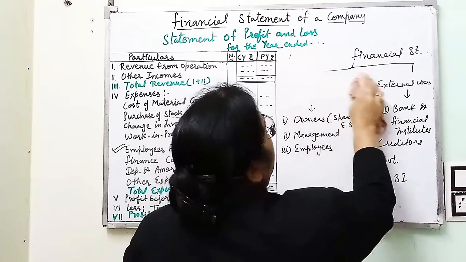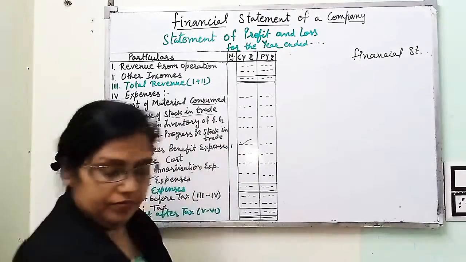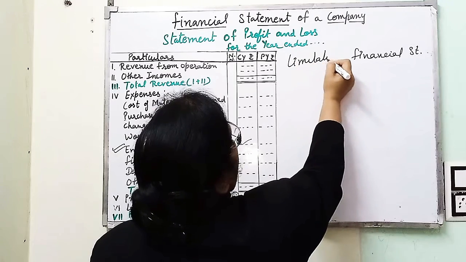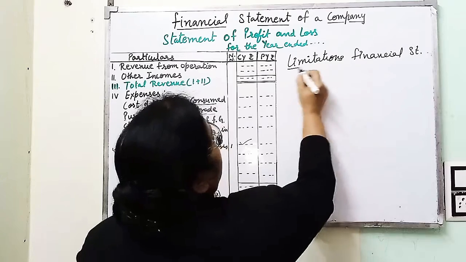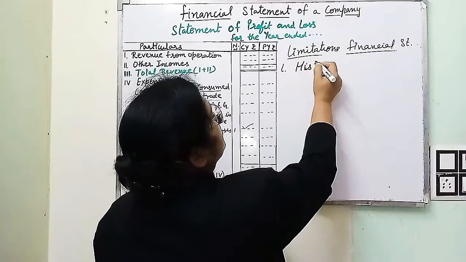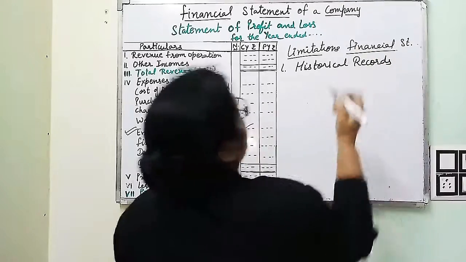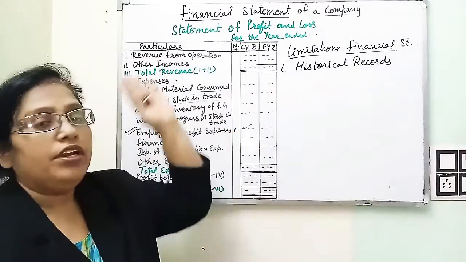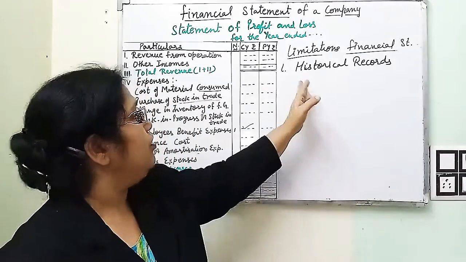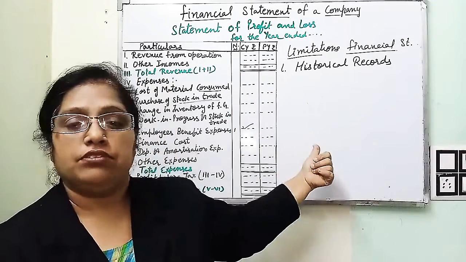Next point is limitations of financial statement. First is historical records. It means all the transactions which are recorded in the financial statement are at historical value. But shareholders and other investors want to know the present value of each and every transaction.